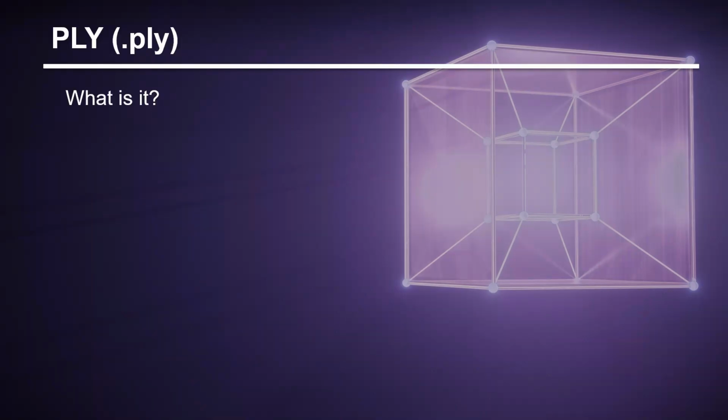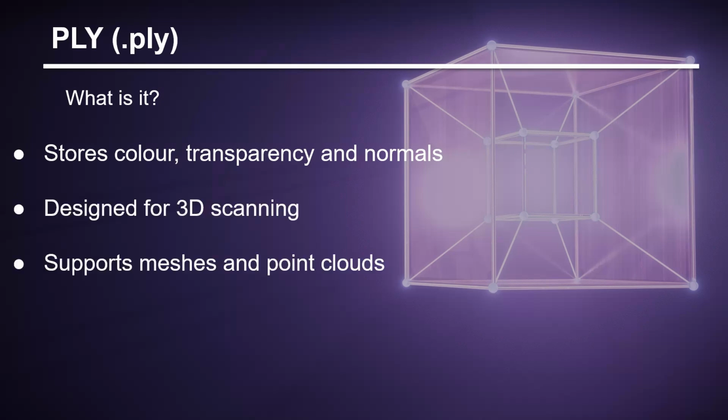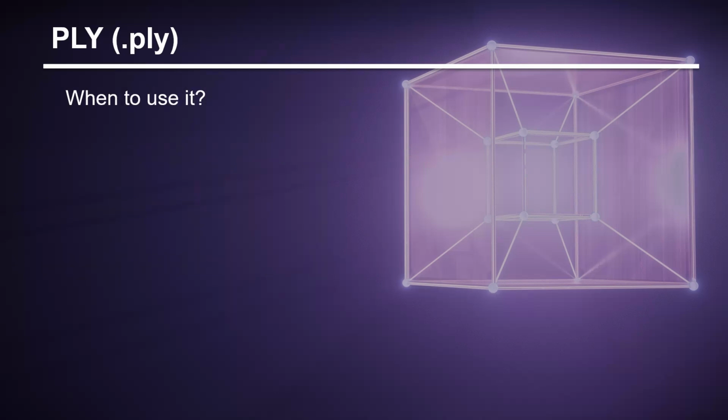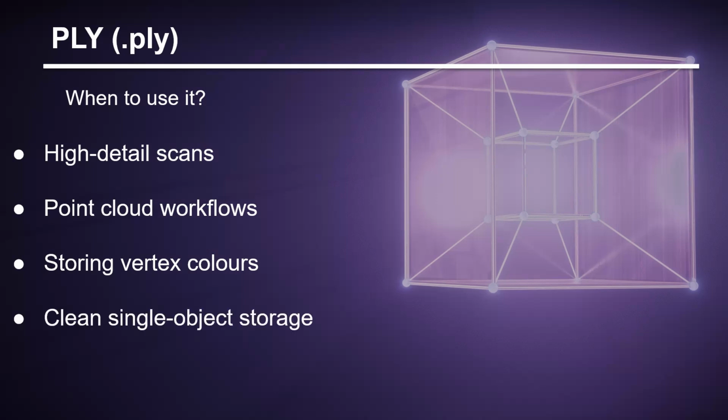So what is it? PLY, which stands for Stanford Triangle Format or Polygon File Format, is a file format that stores colour, transparency and normals. It was designed for 3D scanning and it also supports meshes and point clouds. When we would use PLY is for high detailed scans, point cloud workflows, or anything that relies on vertex colour data, or when you want a clean single object storage.